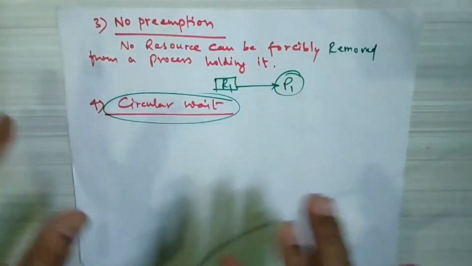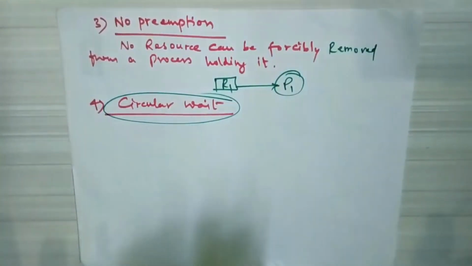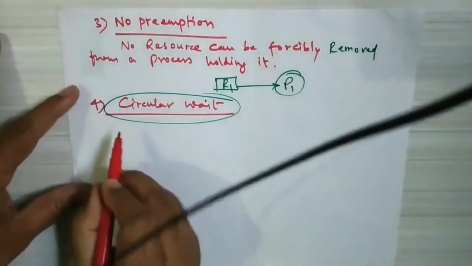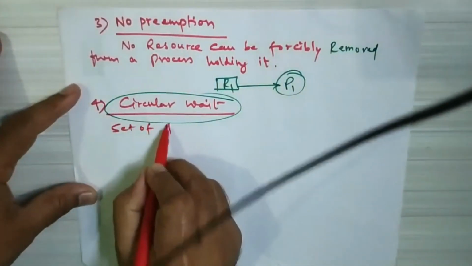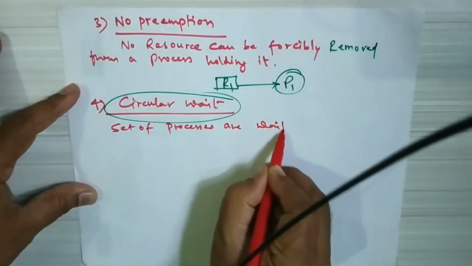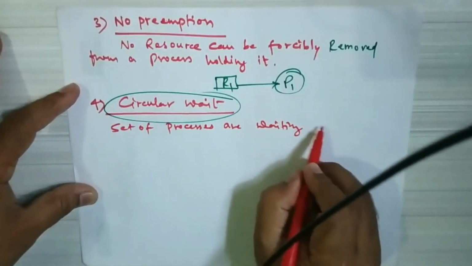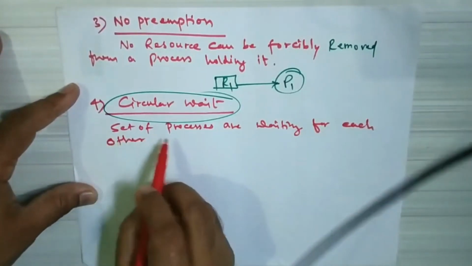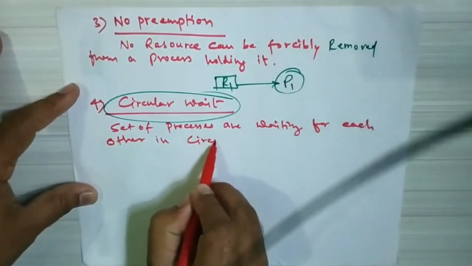Circular wait is the condition where a set of processes are waiting for each other in a circular way.